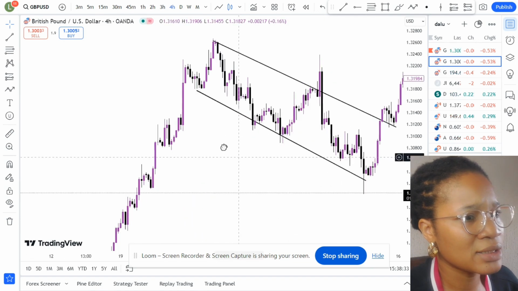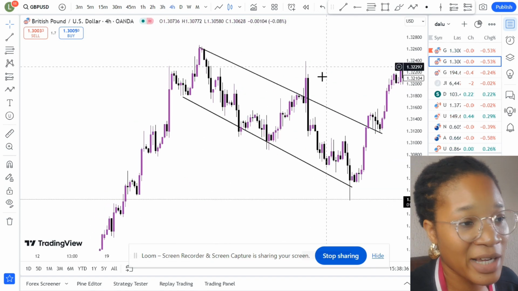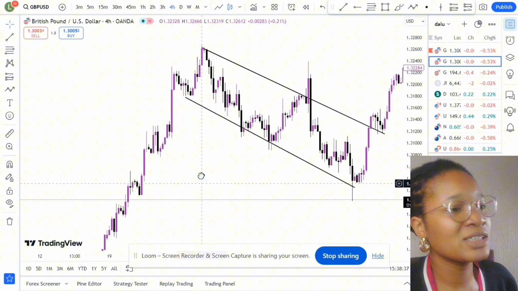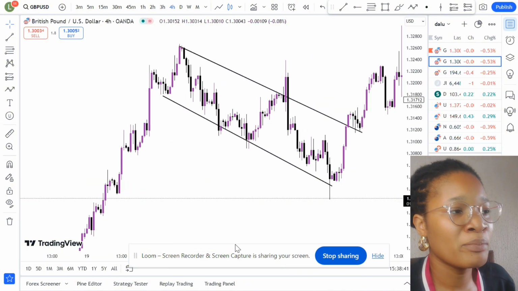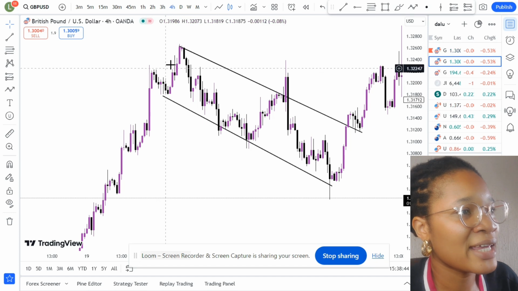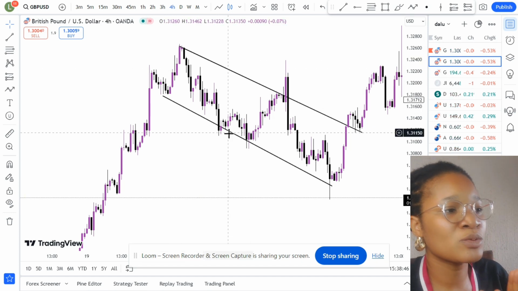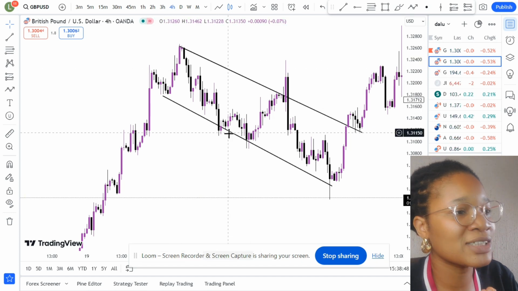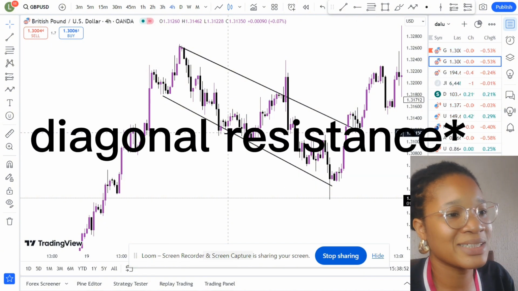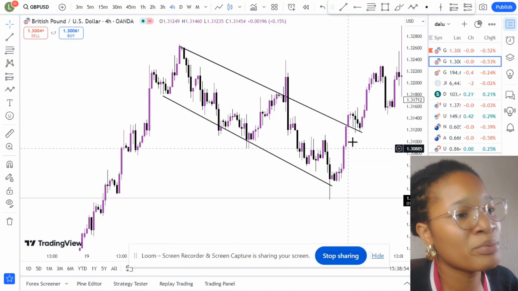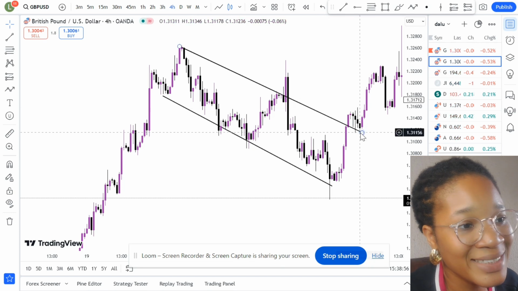So this is a fake out right here. What does this look like to you, right? Price was coming from a bullish market. It gave a retracement, and it created a range, and it was just simply trading between that horizontal support and that horizontal resistance, right? When it finally broke out here, it gave a retest.